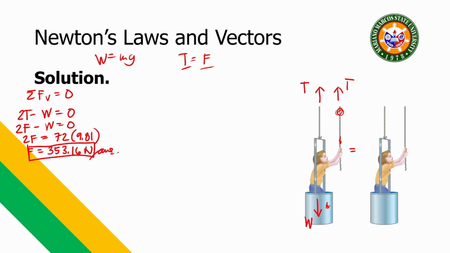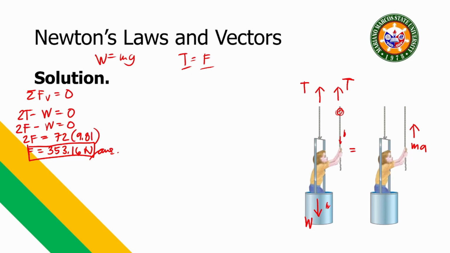So, the next part of the problem asks, if she increases this force by 15%, what will be her acceleration? If she increases the force she is applying, the tension in our wires will also increase. Since the tension is upward, we expect her to be accelerating upward. So, ma, here is our figure. We expect her to accelerate upwards, so ma will be upwards.